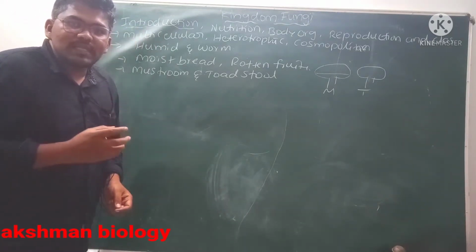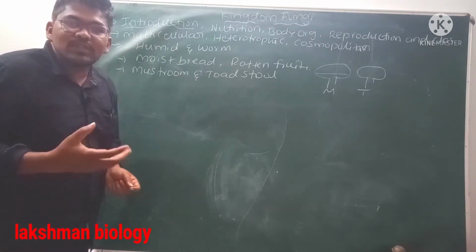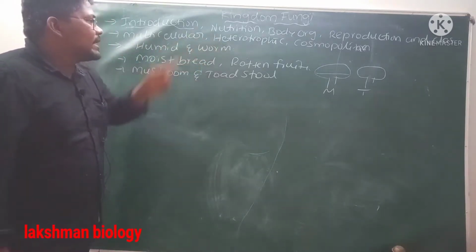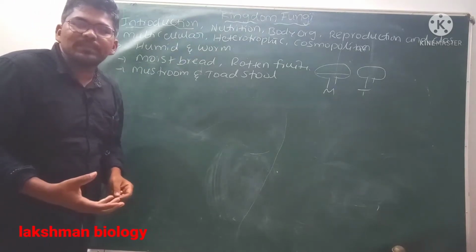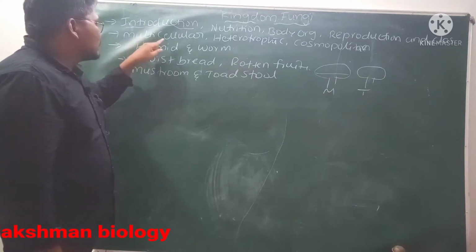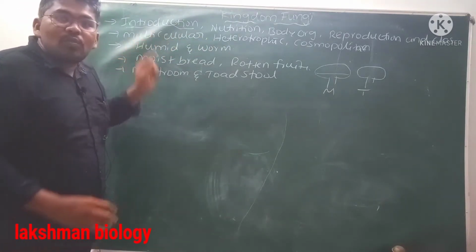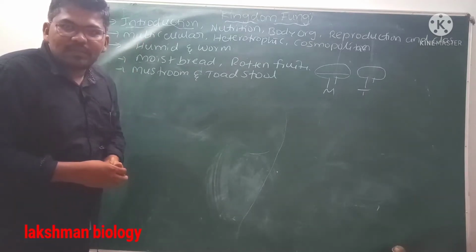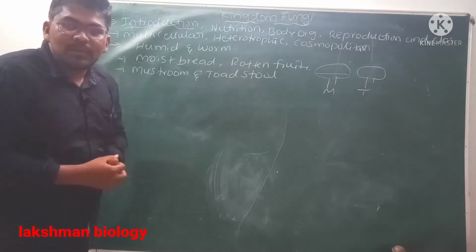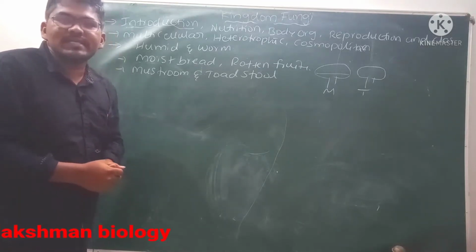The kingdom fungi are multicellular. Multicellular means the body is made of more than one cell, and they are heterotrophic in nature. Heterotrophic means they cannot prepare their food. Kingdom fungi contain mostly multicellular organisms, but there are a few organisms that are unicellular.